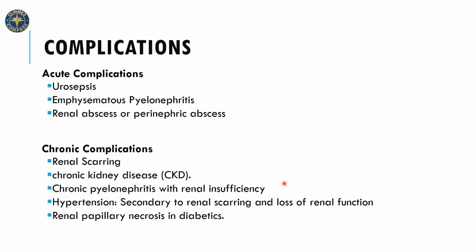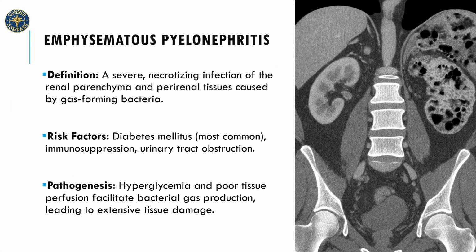Chronic complications can develop over time, such as renal scarring, which damages the kidney tissues, chronic kidney disease from repeated or severe infections, chronic pyelonephritis, often with progressive renal insufficiency, hypertension due to scarring and loss of renal function, and in diabetics, renal papillary necrosis may occur. Early diagnosis and proper treatment are key to preventing these outcomes. Let's take a look at emphysematous pyelonephritis.